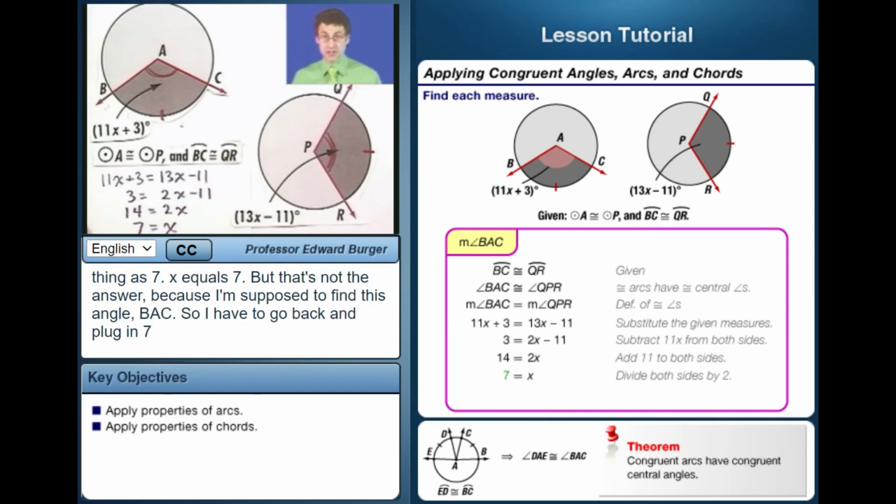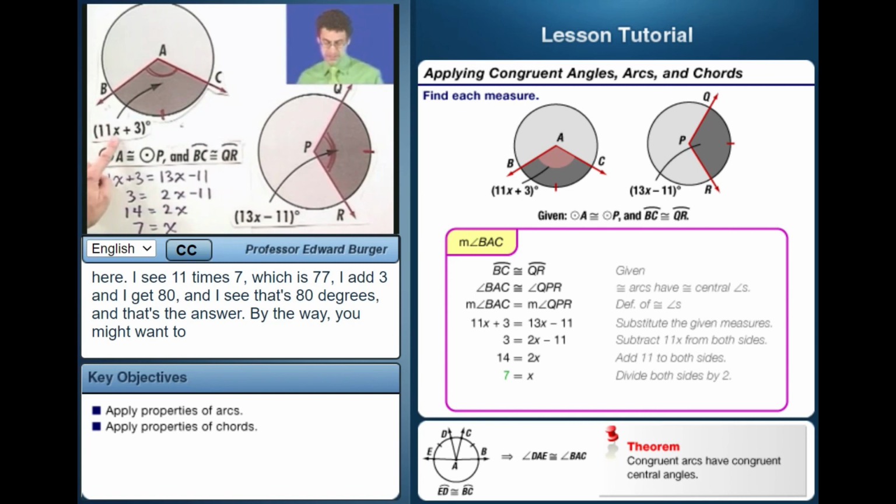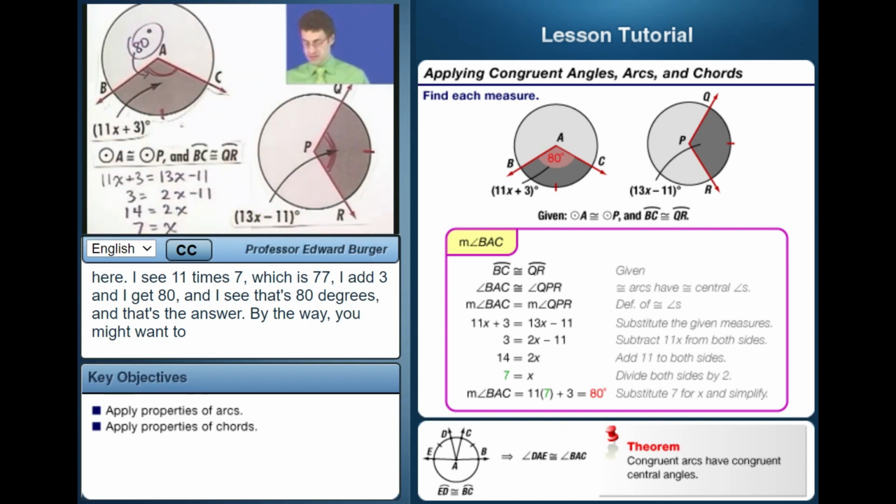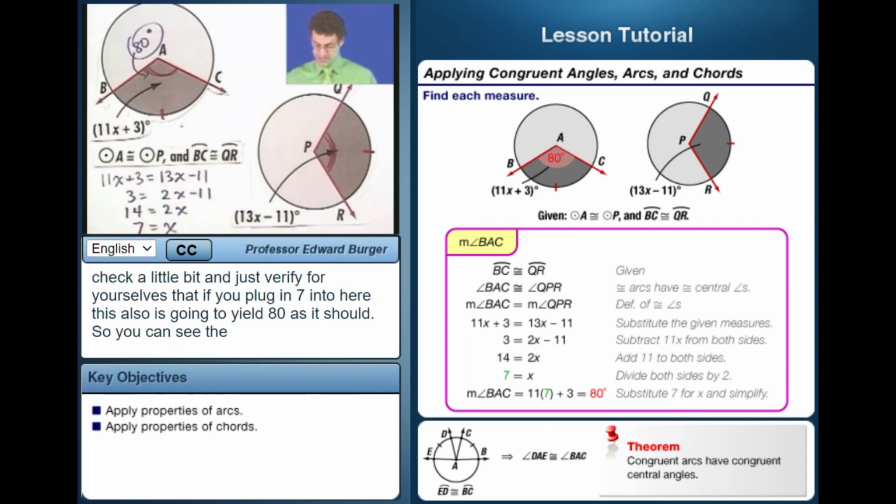But that's not the answer, because I'm supposed to find this angle, BAC. So I have to go back and plug in 7 here. So I see 11 times 7, which is 77. I add 3, and I get 80. And so I see that's 80 degrees. And that's the answer. By the way, you might want to check a little bit and just verify for yourselves that if you plug in 7 into here, this also is going to yield 80, as it should.